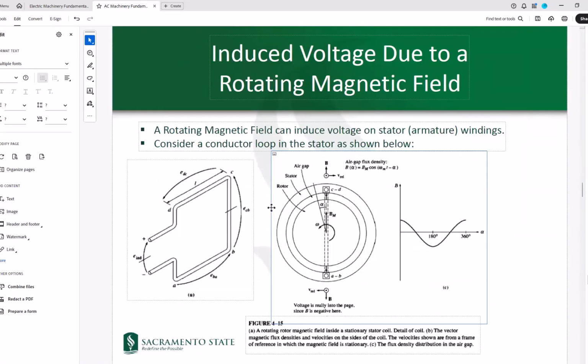So we have a rotating magnetic field that is seeing the stator windings. This is showing one loop of the stator winding that is fixed in space, but because it sees a rotating magnetic field passing through it, we would have a voltage induced on that conductor loop. So here is that rotating, time-varying magnetic field that my conductor bars are seeing.